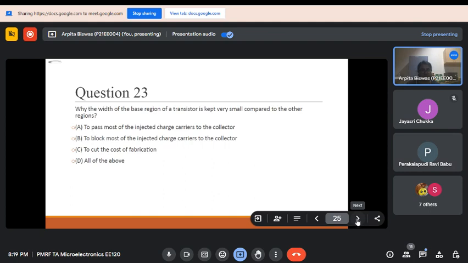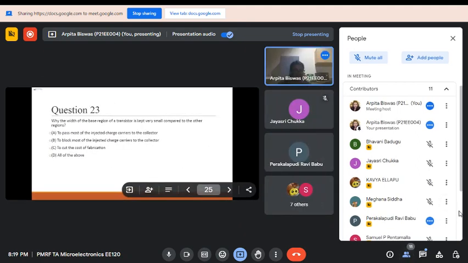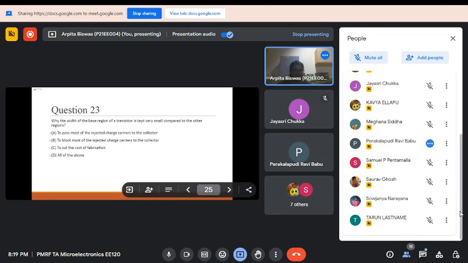Okay, so anyone have any doubt? Is the question clear? Kavya, please unmute yourself. Tarun, here what is the right answer? If the base region is thin, then what happens, and if the base region is wider, in that case what can happen?